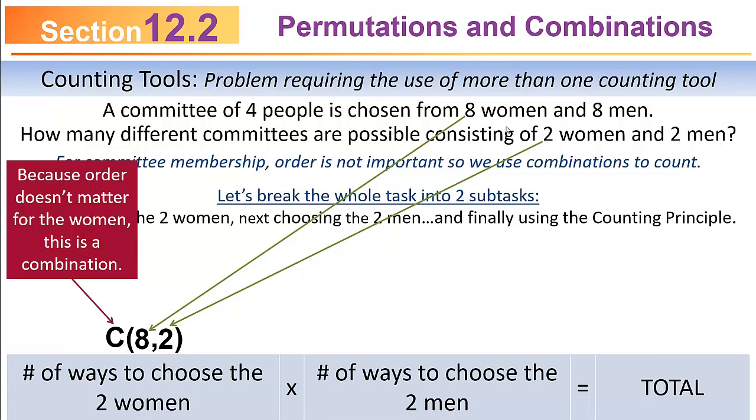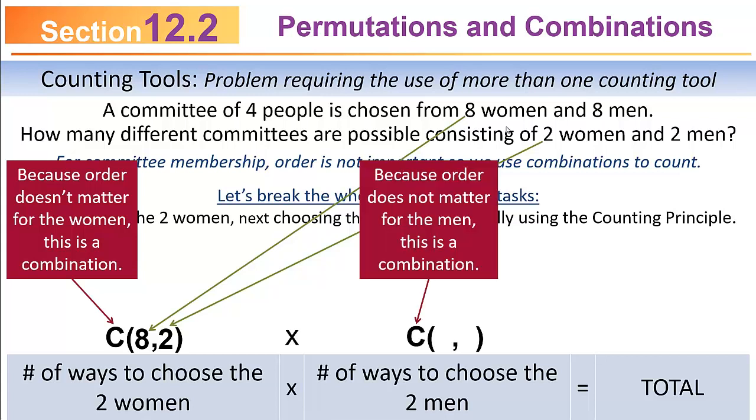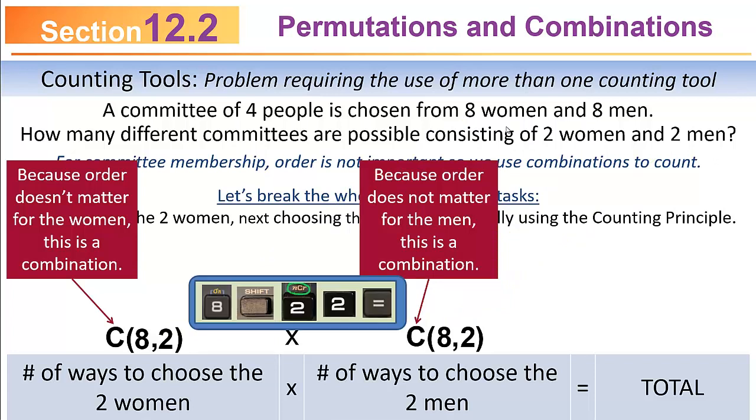So, because the women being chosen is a combination, again, because order doesn't matter, we use the combination formula. There are 8 women, and we want to choose 2. So that's 8 women chosen 2 at a time, and it's a combination because order doesn't matter. Then if you go to the men, there are also 8 men. It doesn't have to be the same, but in this case, there are also 8 men, and you're also choosing 2 men. So that'd be the combination of 8 men taken 2 at a time, and the product of those 2 calculations gives you the total.